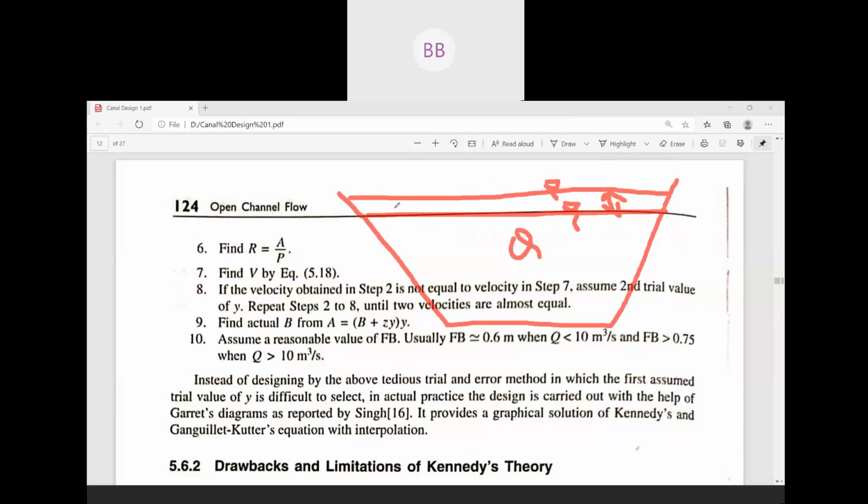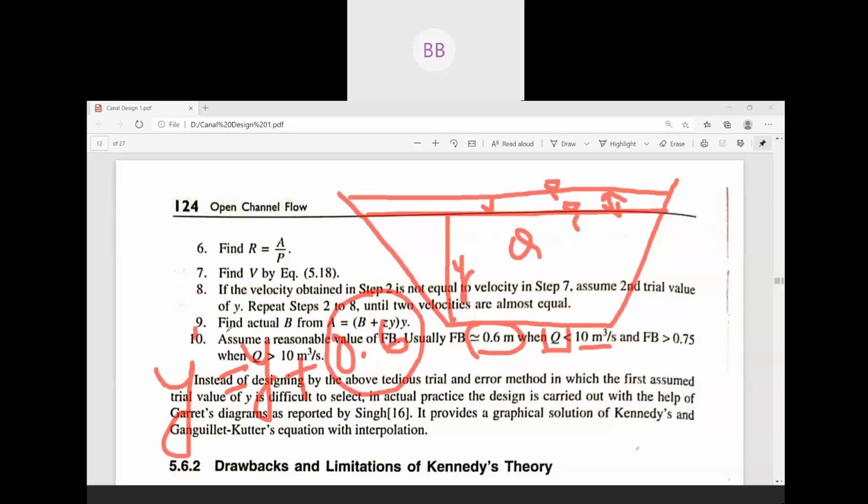So how much are you going to provide? If whatever discharge we have considered for designing the channel is less than 10 meter cube per second, then we are going to provide 0.6 meter. So this length will be 0.6 meter. That is Y. Before it is Y, then after this we are going to add Y plus 0.6. That will be your new Y after providing freeboard. This is your freeboard.